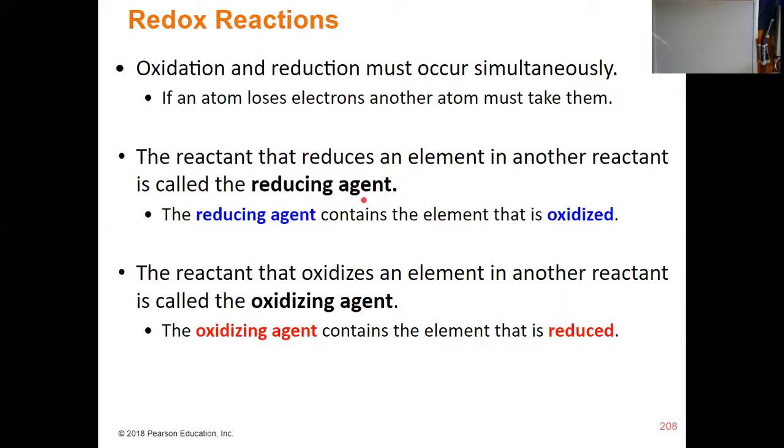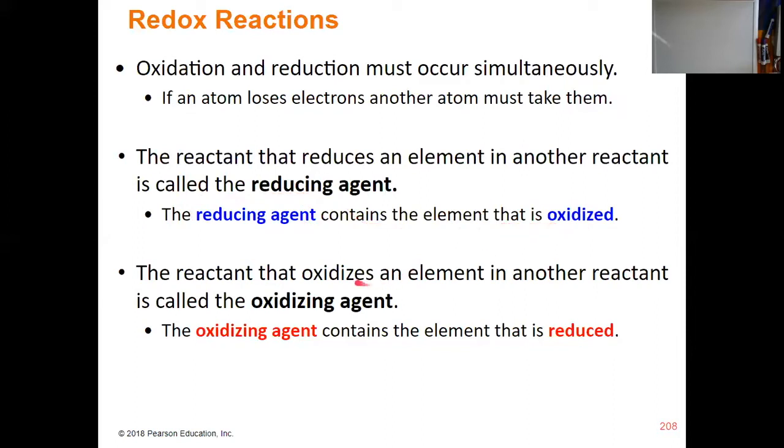So a reducing agent is going to be something that causes reduction. An oxidizing agent means something that's going to cause oxidation. Well, in terms of a reducing agent, what causes reduction? Reduction is caused by the oxidation of something else, right? If reduction means gaining electrons, where do those electrons come from? They come from an element that's oxidized, okay? So the reducing agent is going to contain whatever element has been oxidized.